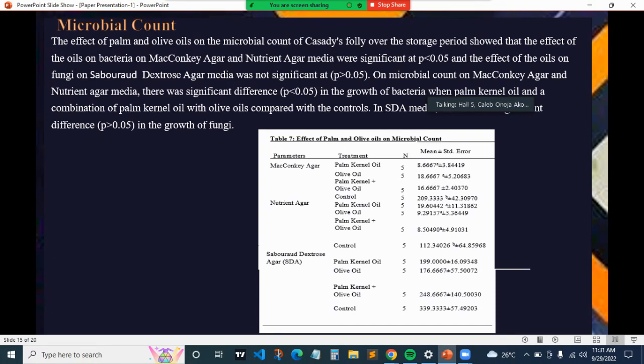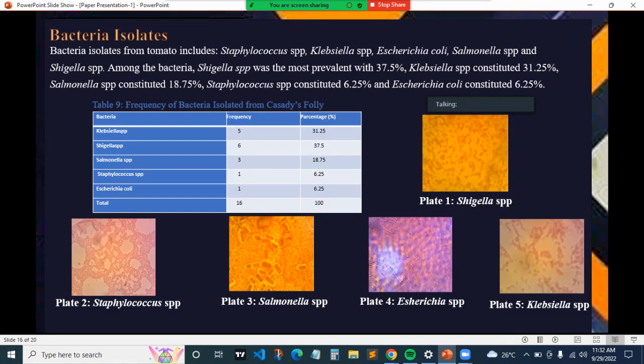On microbial count on MacConkey and nutrient agar, there was significant difference in the growth of bacteria when palm kernel and olive oil, and a combination of palm kernel with olive oils, were compared to control. So the oils were able to inhibit the growth of bacteria on the MacConkey agar. However, it could not inhibit the growth of fungi on the Sabouraud dextrose agar.